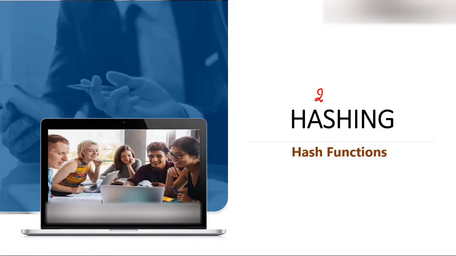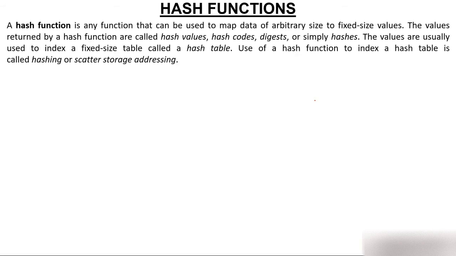So let's start. What is a hash function and how many hash functions are there? A hash function is any function that can be used to map data of arbitrary size to a fixed value size. This is a very important thing which I would like to explain. When you apply a hash function to any arbitrary value, which can be anything, you get some fixed value.